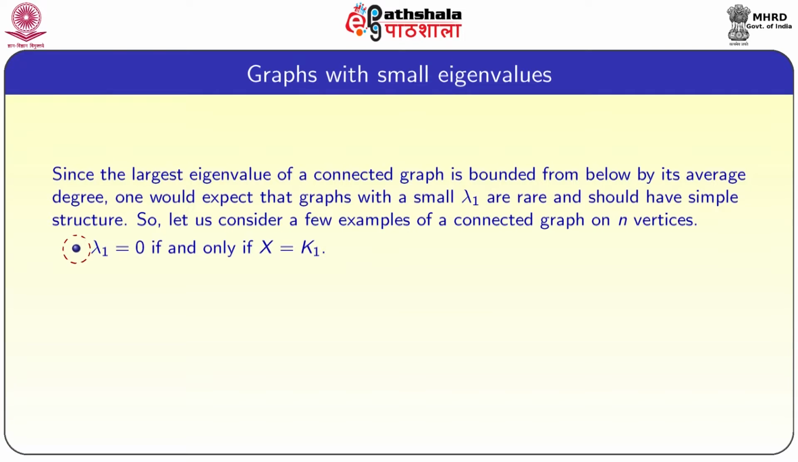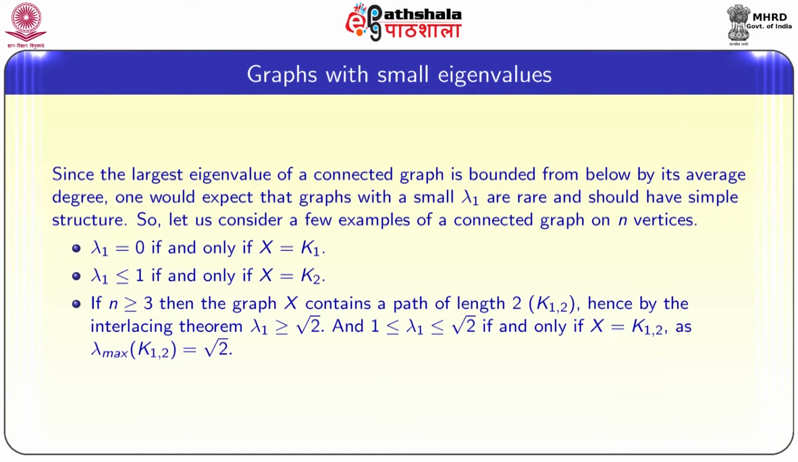λ1 is equal to 0, that is, the largest eigenvalue itself is 0, if and only if X equals K1. λ1 is less than or equal to 1 if and only if X equals K2. Here note that we are assuming X is a connected graph. So λ1 is less than or equal to 1 if and only if the graph has to be the complete graph with 2 vertices.